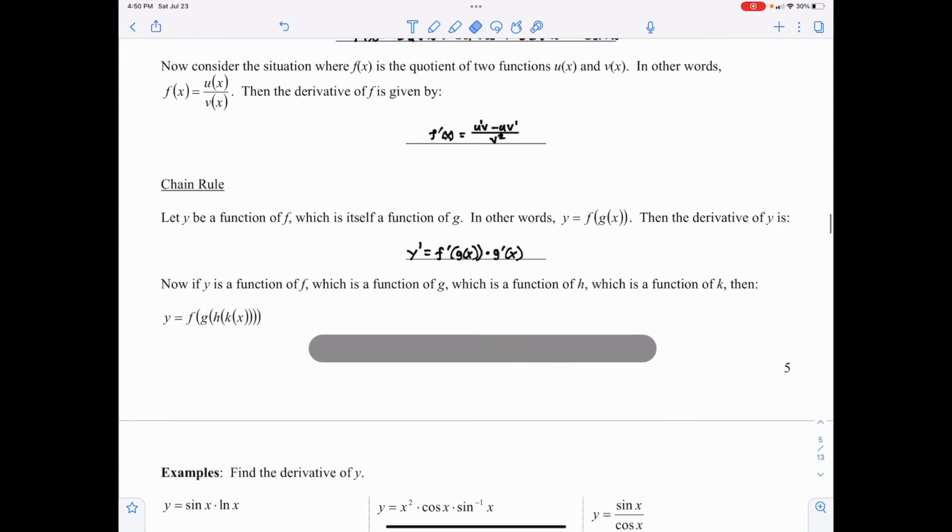So now what if you have a whole bunch of composite functions, say f of g of h of k of x? Well, you just have 4 different chains. F prime holding g of k of h of x fixed times g prime of holding h of k of x fixed times h prime holding k of x fixed times, finally, the derivative of the inside function k.